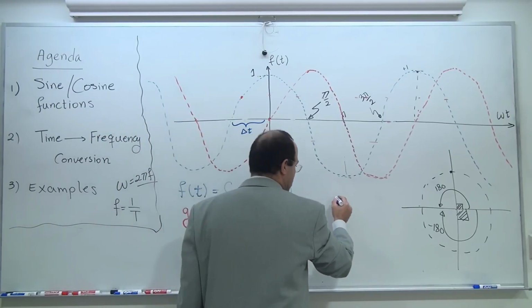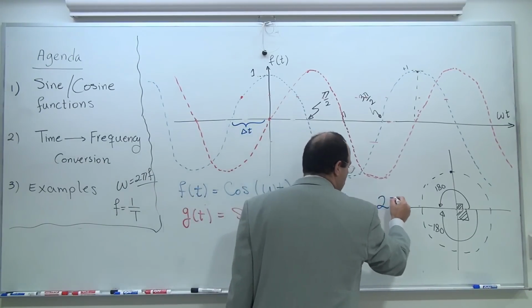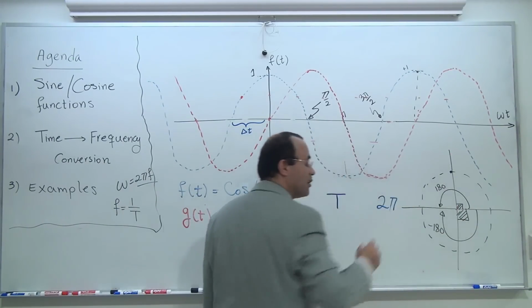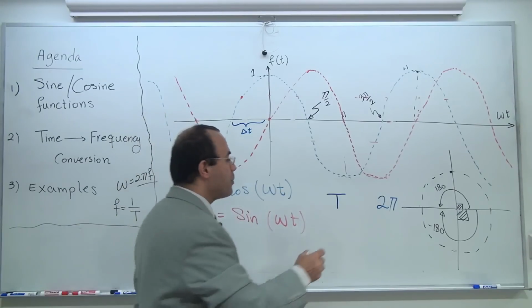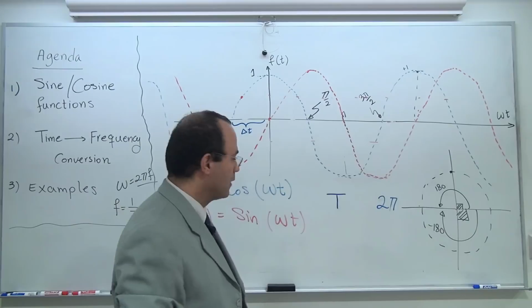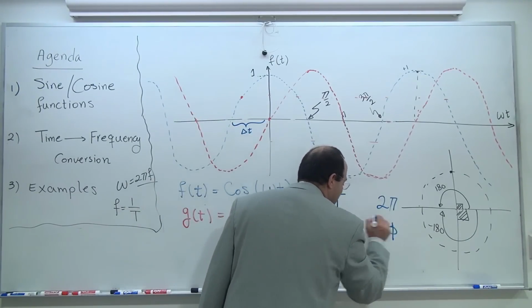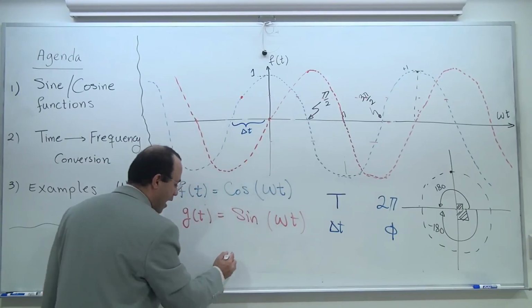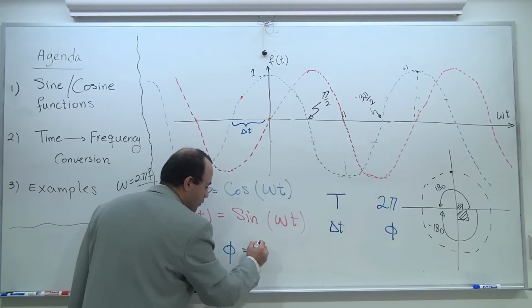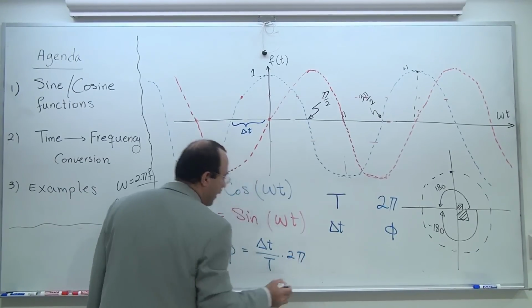Now here is the challenge. For a complete T, I'm going to have 2 pi angle, 360 degrees. One period of the signal is a complete rotation around the unit circle. Now if I have delta t, how much is my phase shift? Theta or phi? Phi is equal to delta t divided by T times 2 pi.